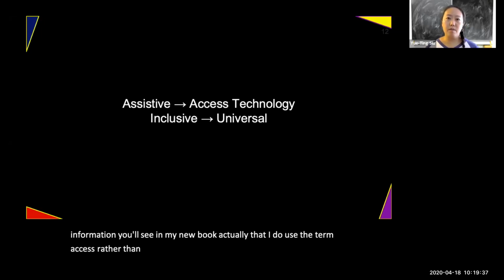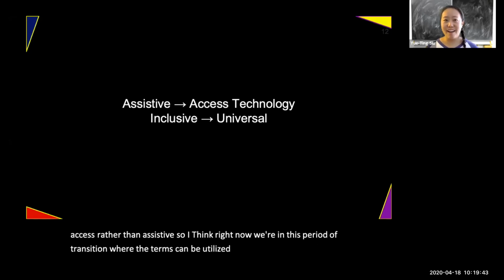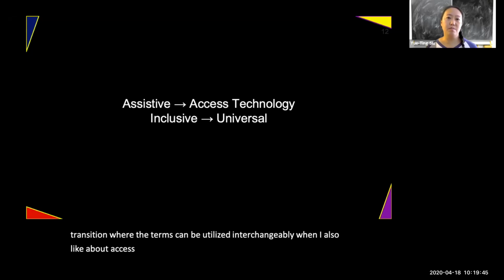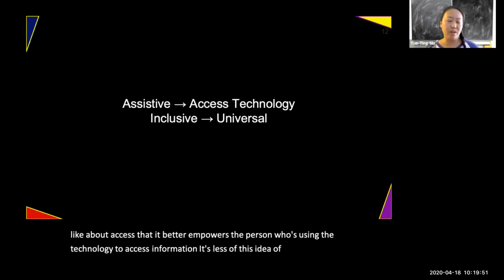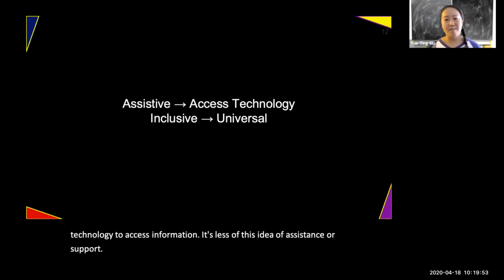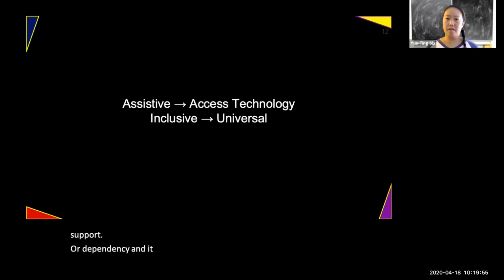So I think right now we're in this period of transition where the terms can be utilized interchangeably. What I also like about access is that it better empowers the person who's using the technology to access information. It's less of this idea of assistance or support or dependency, and it really puts the power of accessing information back into the hands of our students and users.